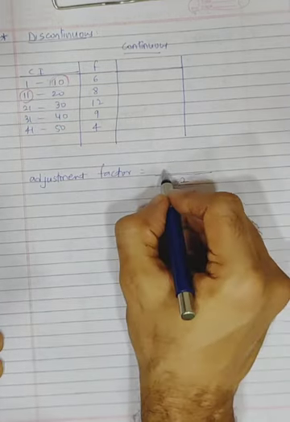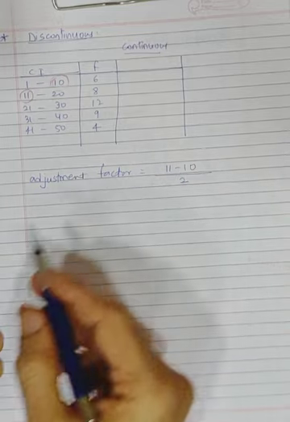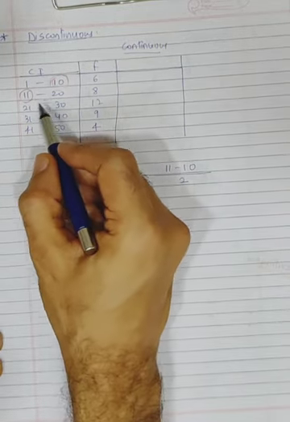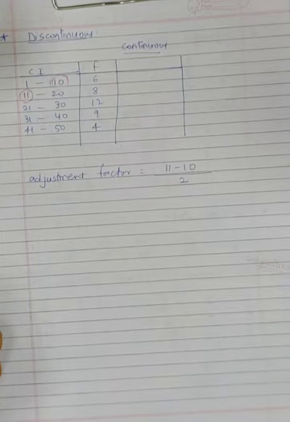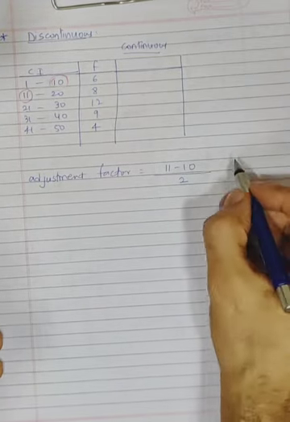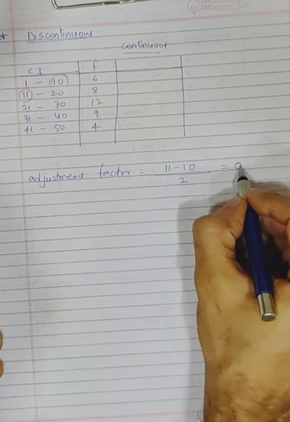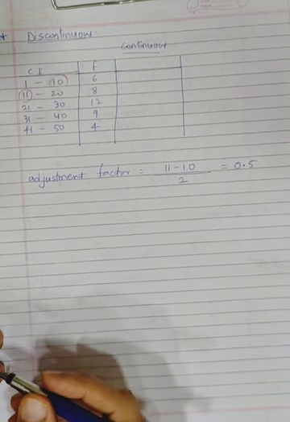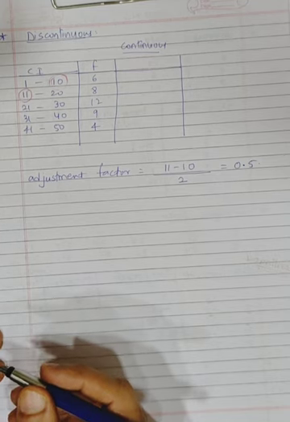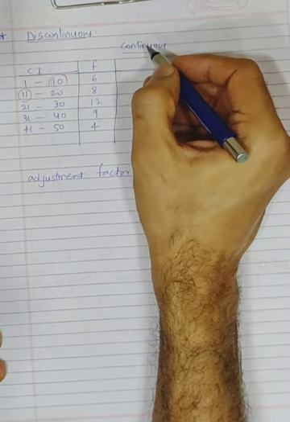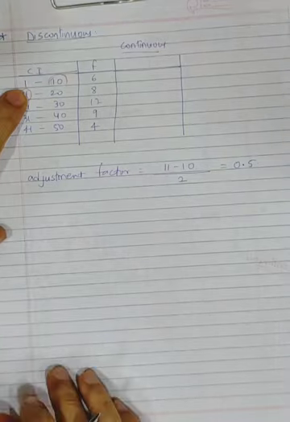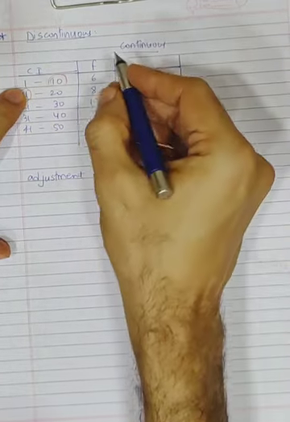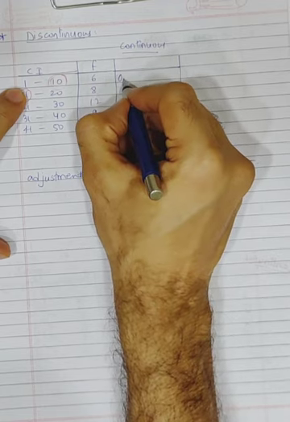So I can do 11 minus 10 upon 2. I could have also done 31 minus 30 upon 2, or 21 minus 20 upon 2. Any two numbers you could have taken. So 11 minus 10 is 1, and 1 upon 2 is 0.5. So that's your adjustment factor. Got it? Now, how to make it continuous? You have to subtract this adjustment factor, 0.5, from 1. What is 1 minus 0.5? You will get 0.5.